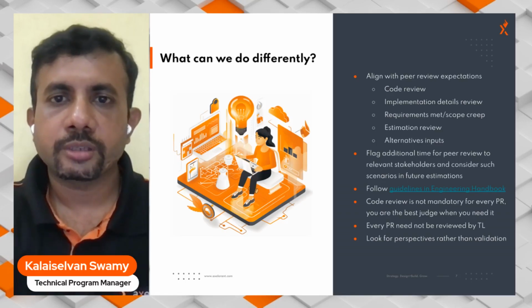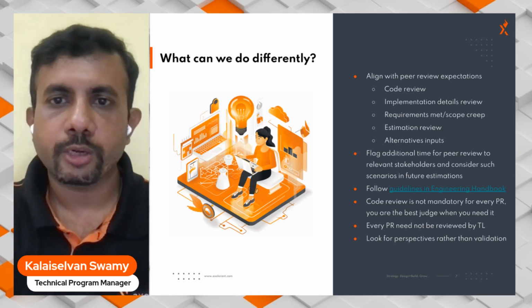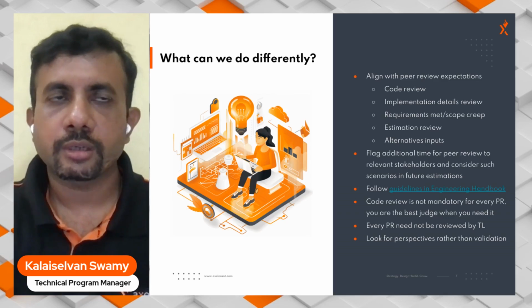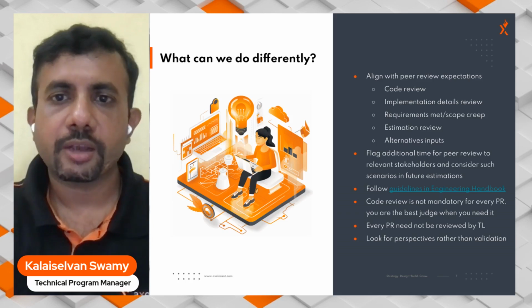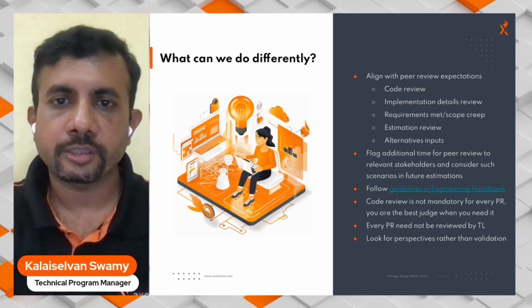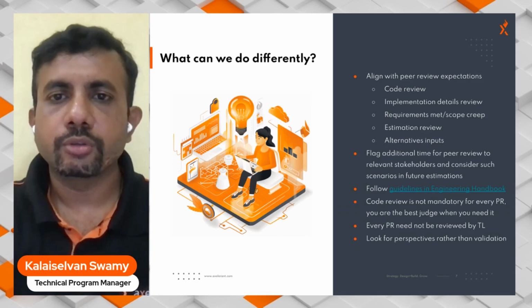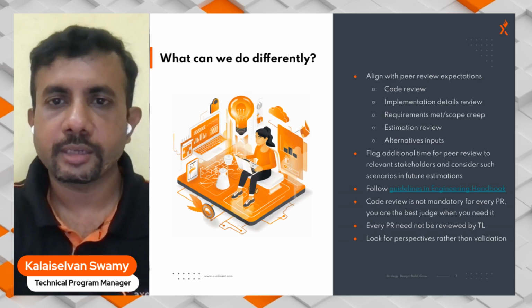But it's not just that you can review code. You can also get peer review for implementation details, which is also very common that we do with the tech lead. Code review is done by the peer developers as well. And for the requirements, you can also get a review on whether the requirements have been met, or if there is any scope creep, and this can be done by the QA or the project manager.